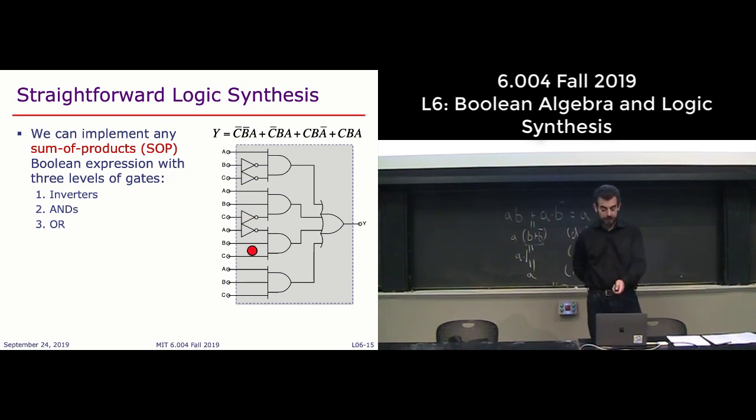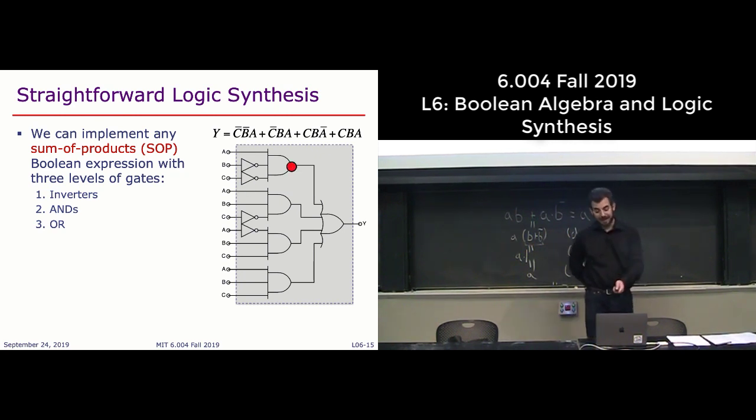The first level is just a bunch of inverters where you're generating the negated values for the signals, where you need both the signal, the input itself, and its complement. So here we need both C and not C, and also we need B and not B. And in fact, in this case, we also need A and not A. And so you can see that there are some gates here that are generating the complements.